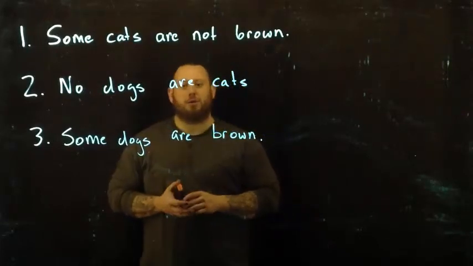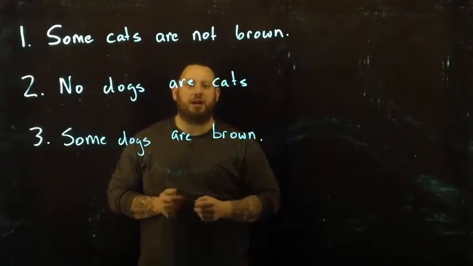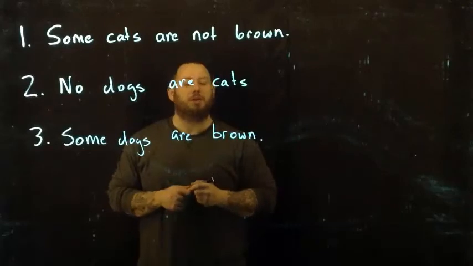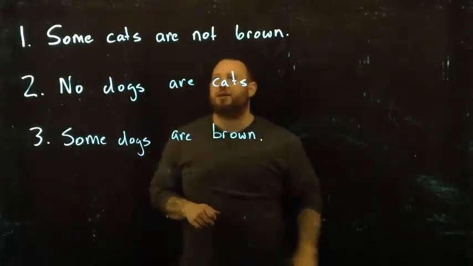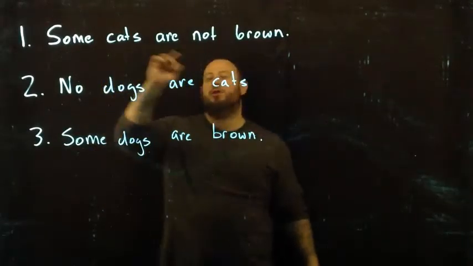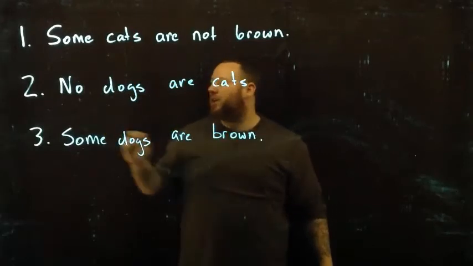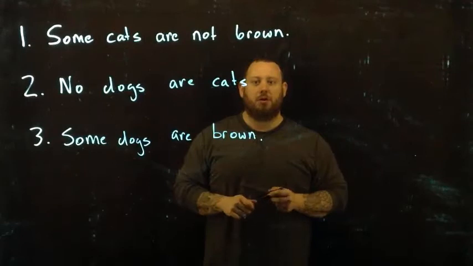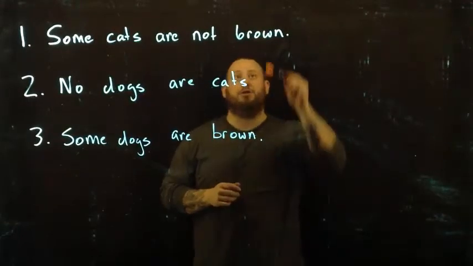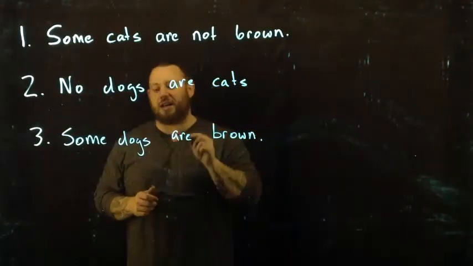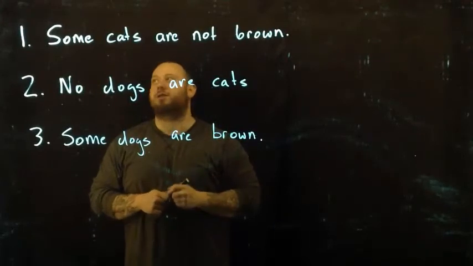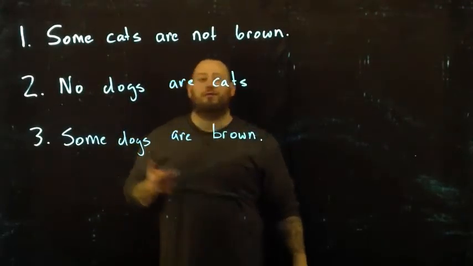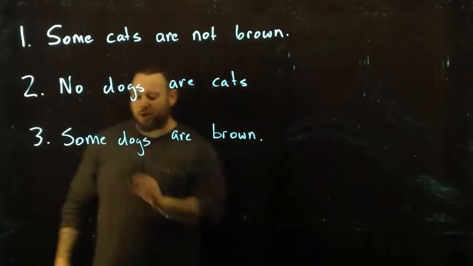Again, another categorical syllogism. This one's a little bit easier in terms of the terms we're going to be using, but we still do the same process and everything. So we have here: some cats are not brown, no dogs are cats, therefore some dogs are brown. Pretty simple approach, but it is a categorical syllogism. Two categorical premises and a categorical conclusion. So let's start here. The first thing we need to determine is the mood.